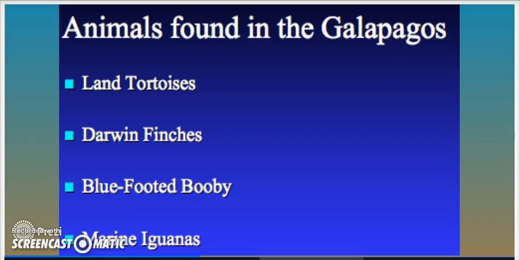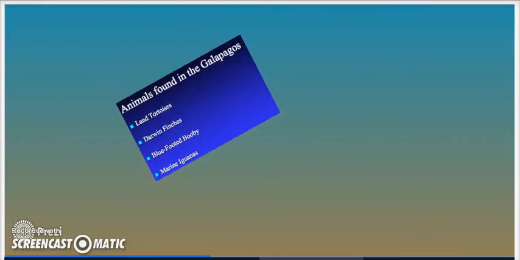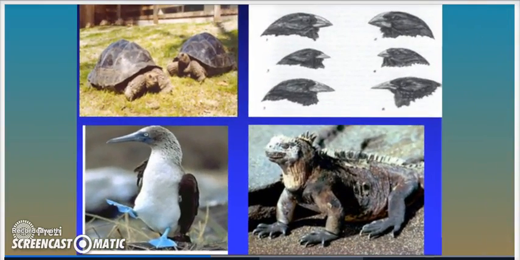Beyond the land tortoises, he also found finches that he really enjoyed studying. The blue-footed booby, which is a seabird with very blue feet. And finally, again, marine iguanas. So here are some pictures of the animals. As you can see, there's definitely a lot of things to be curious about.